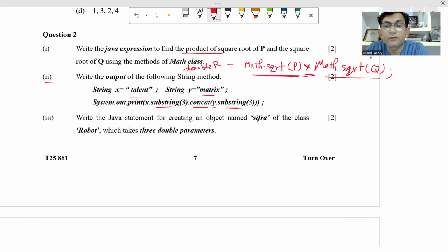Substring 3 of y means the substring of string y from index number 3 to the last. So here 0, 1, 2, 3. Index 3 is at r, so the result of this will be rix.